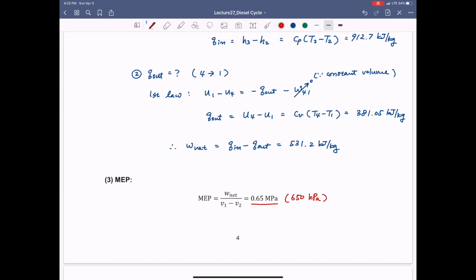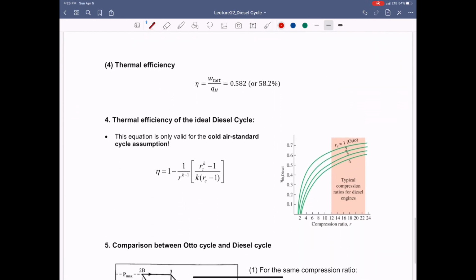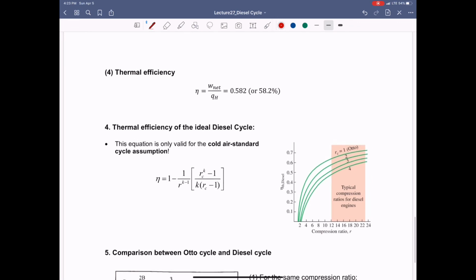Now, how about the thermal efficiency? Again, the thermal efficiency is defined as W net divided by heat input, or in this case Q in, because we already use Q in. We already know W net and Q in, so we can calculate the thermal efficiency, which is 58.2%. So that is it.